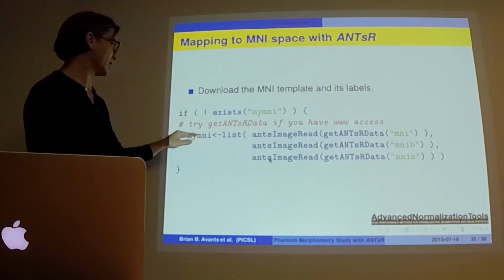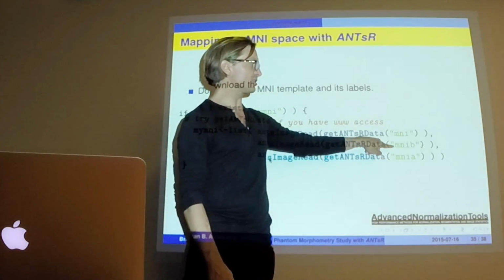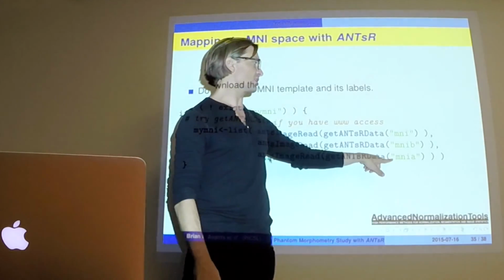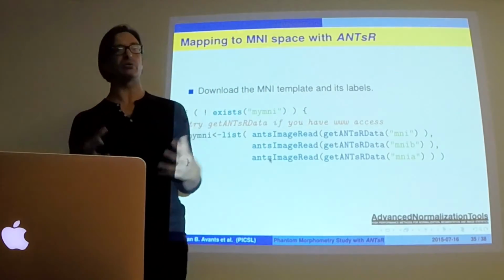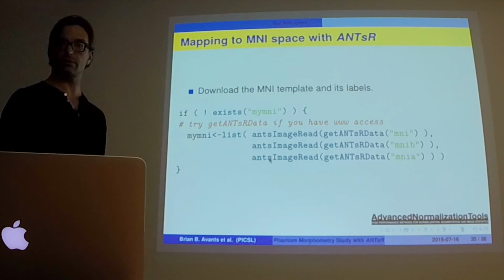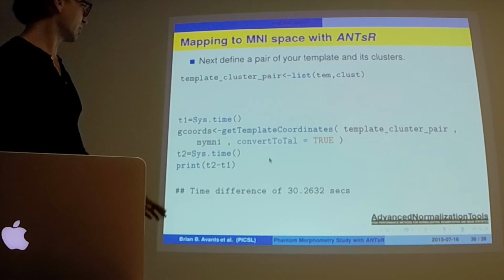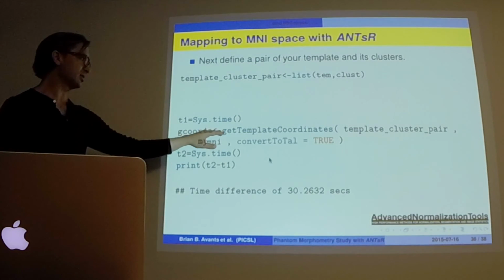So we also have in ANTsR some built-in MNI data. This is the MNI template brain. This is the MNI template brain with Brodmann labels. This is the MNI template brain with AAL labels. They're all in the same space. Download them on the fly, put them into a list. And again, you could run this. And then we run this little function called get template coordinates.